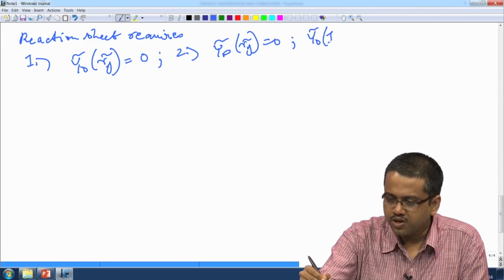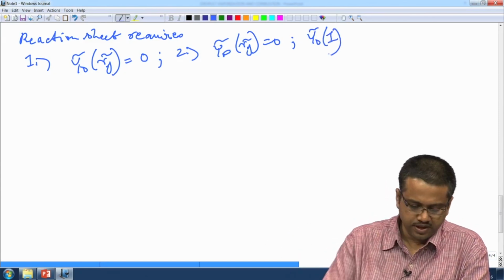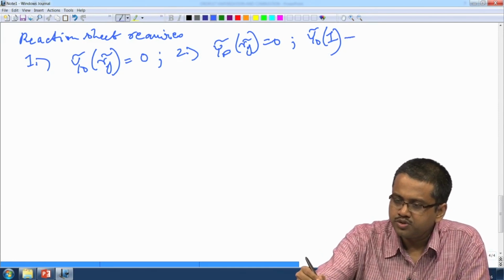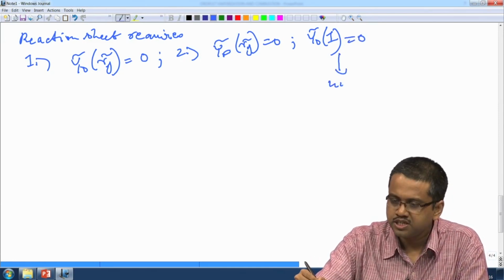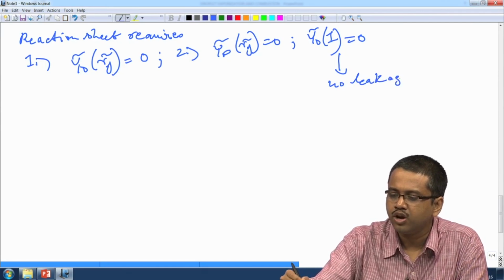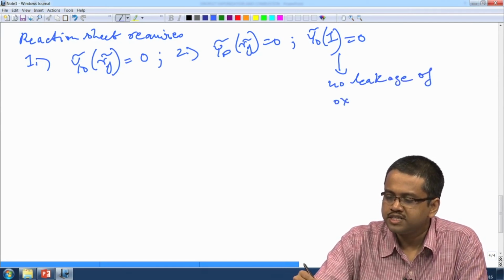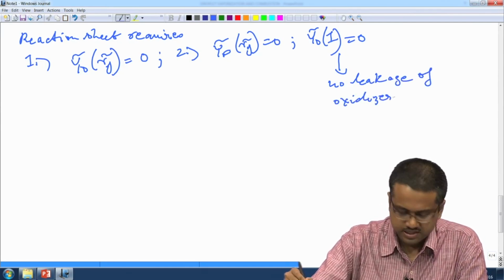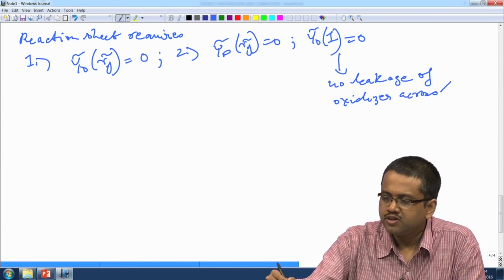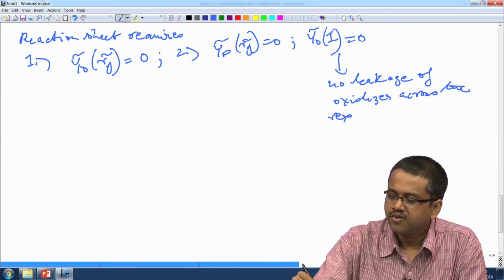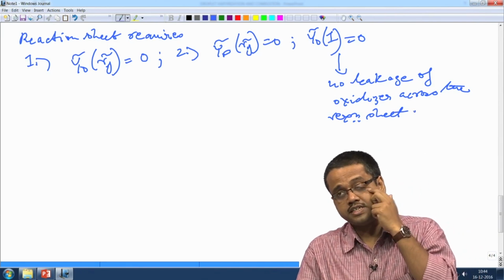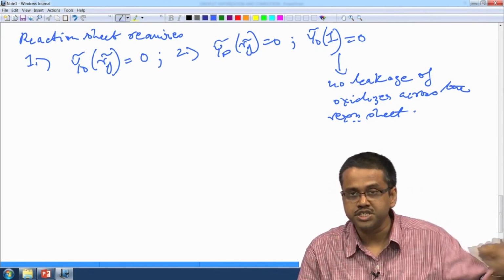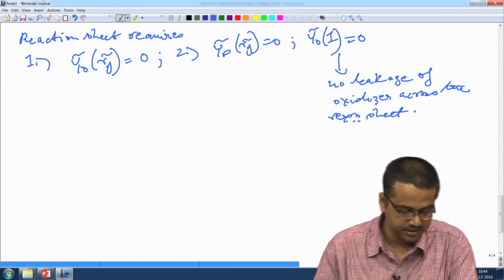Y naught at 1, that is equal to 0, that is at the droplet surface. Why is this equal to 0? Because there is no leakage, we already said, no leakage of oxidizer across the reaction sheet. There is no leakage of any oxidizer across the reaction sheet, that is very, very important, right.